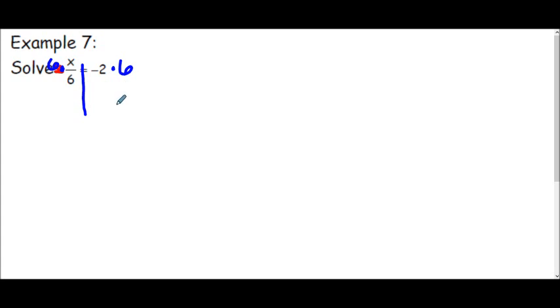Now, think about this. This becomes 6x divided by 6. So you're taking 6 divided by 6, which makes 1, which we said essentially cancels those 6s. What do I have left on this side? I just have x. And then we're going to multiply. Negative 2 times 6 makes negative 12. I have x by itself, so this is my answer. X equals negative 12. Try example 8, doing the exact same thing.